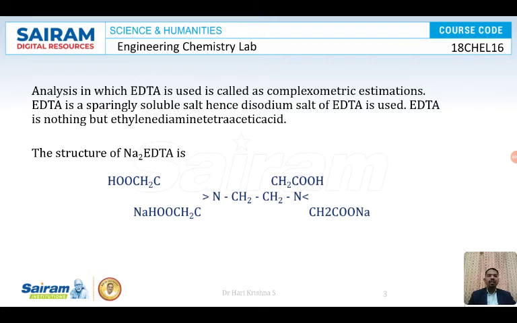The EDTA is sparingly soluble in water. So in order to make it completely soluble, we're going to use the disodium salt of EDTA, and that is what it is.